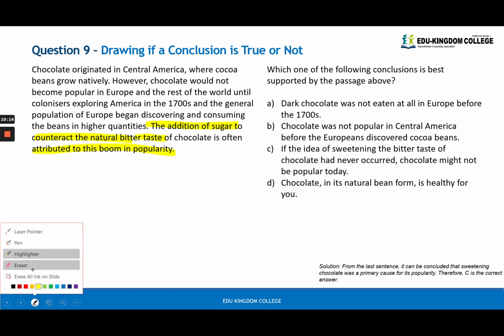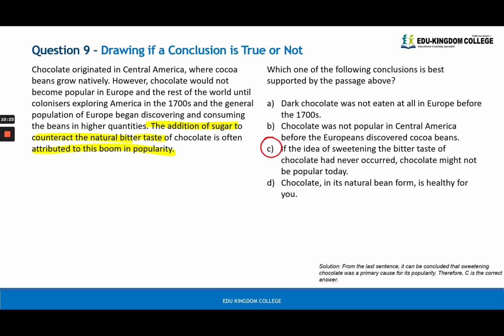So which one is best supported by this passage? We want to look for something that's to do with this sweetening. So the answer is C. This idea of sweetening the bitter taste of chocolate had never occurred. Chocolate might not be as popular as today. So that links directly to the popularity, to the addition of sugar, and to this natural bitter taste. So that's why C is the answer.